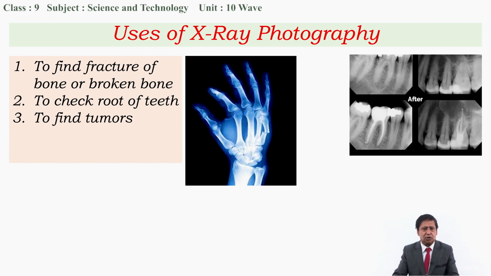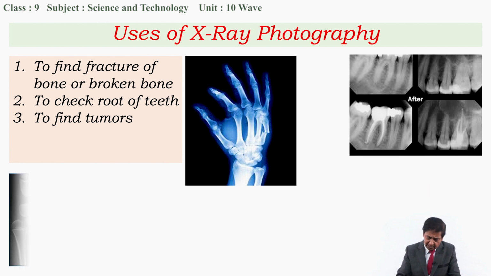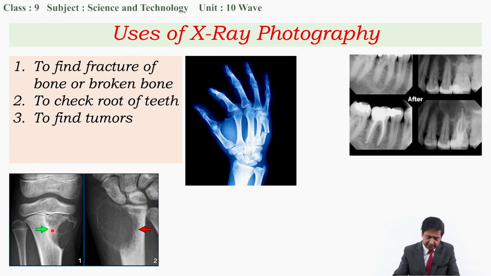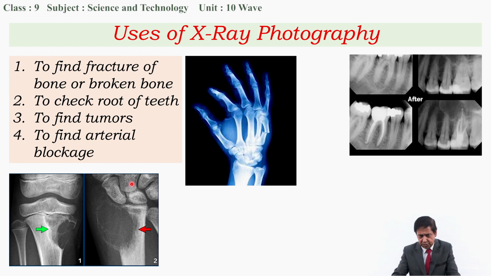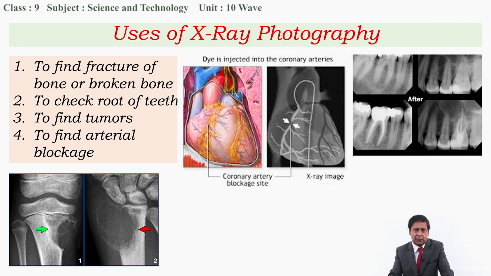Now next, to find tumors. Now look at this. This is the tumor seen in this bone. This way X-ray is also directed towards tumor. I mean to say X-ray finds tumor also. To find arterial blockage. Arterial blockage can also be found by X-ray. Look at this. This is the normal heart. Here arterial blockage is found. This is labeled arterial blockage.